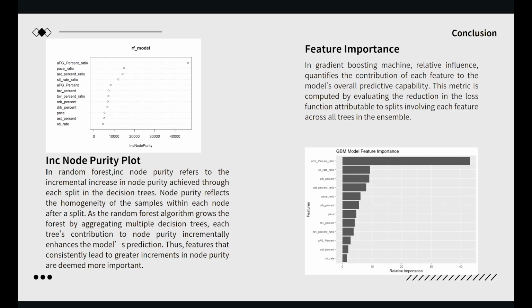Adjusted turnover percentage ratio continues to be the least impactful among the ratio metrics. However, unlike in the random forest model, adjusted offensive rebounds percentage has a high relative influence in the gradient boosting machine model, whereas it was less important in the random forest model. In summary, with a few exceptions, the feature importance rankings in the random forest and gradient boosting machine models are nearly identical. This consistency further validates our analysis and underscores the significance of these features in predicting victories.